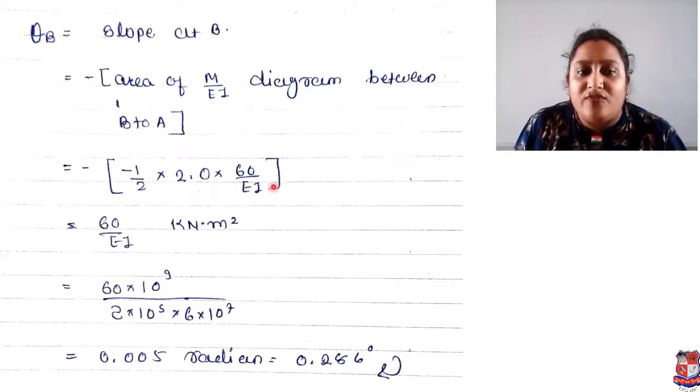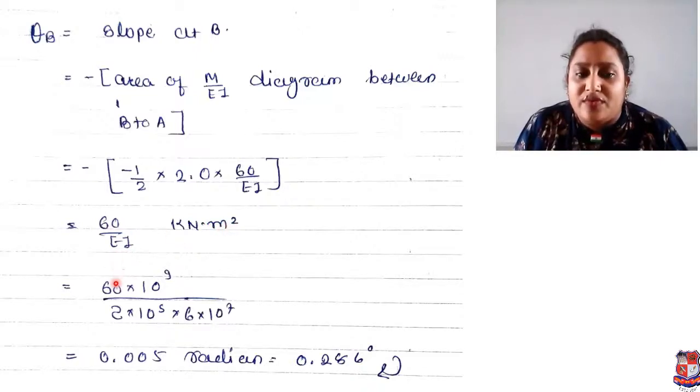So what will be the area of that M upon EI diagram? 1/2 base into height. So 1/2 into our base. What was our base? It was our span. Okay. So what is the length of that span? 2 meters. So it is 2. The value of the M upon EI diagram was 60 upon EI. Okay. So if we need the area of the M upon EI diagram between B to A, then it will be minus 1/2 into 2 into 60 upon EI. It is already negative. Okay. So negative negative it will be plus, right? That 2 and that 2 will be cancelled. So directly, the value is 60 upon EI kilonewton into meter square.